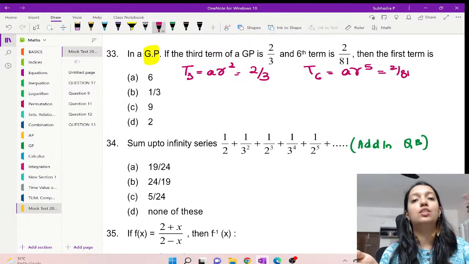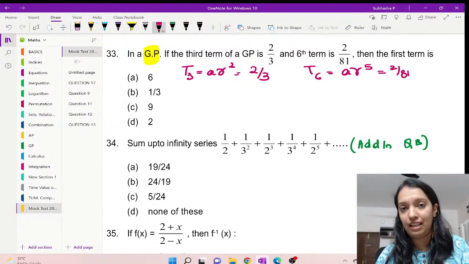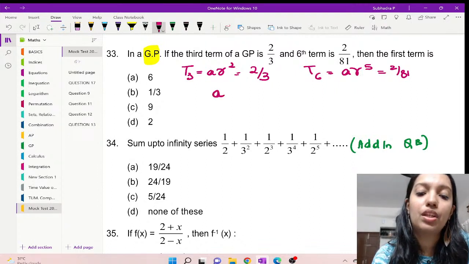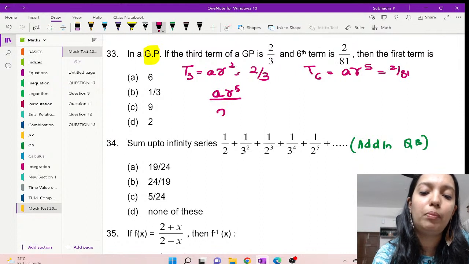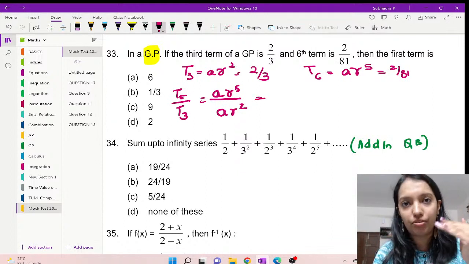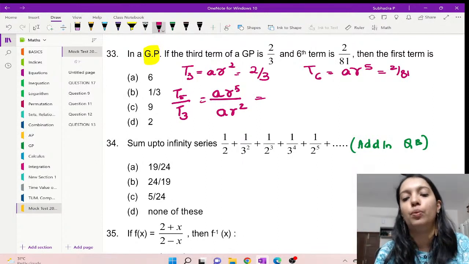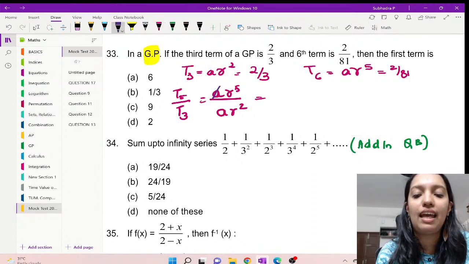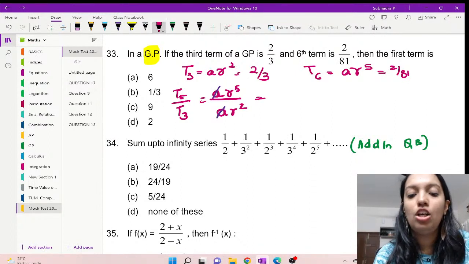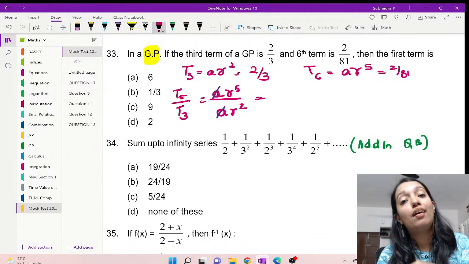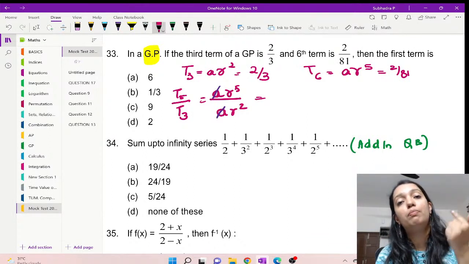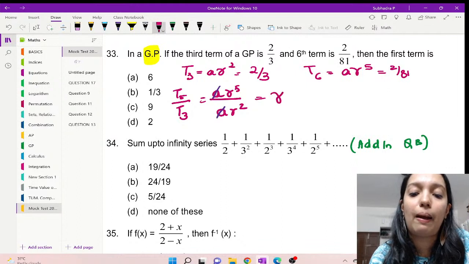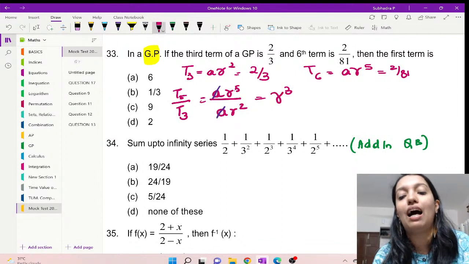Look at them. AR square, AR to the power 5. GP, that means division. So we will do AR power 5 divided by AR square. That means T6 divided by T3. For all GP questions, you need to divide whenever 2 terms are given to you. So what will happen? Can I kill A and A? A and A get cancelled. So R power 5 divided by R square. Indices, A power m divided by A power n is A power m minus n. So this will be R cube.